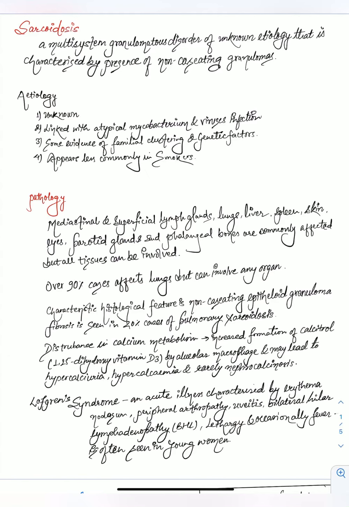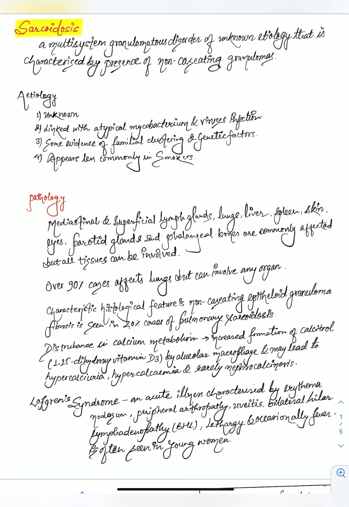Good afternoon, everyone. Today we are going to learn about sarcoidosis. It is an important topic in MBBS because sarcoidosis is in the differential diagnosis of many diseases. So, to have a clear-cut idea, so that we can differentiate it and diagnose on time.